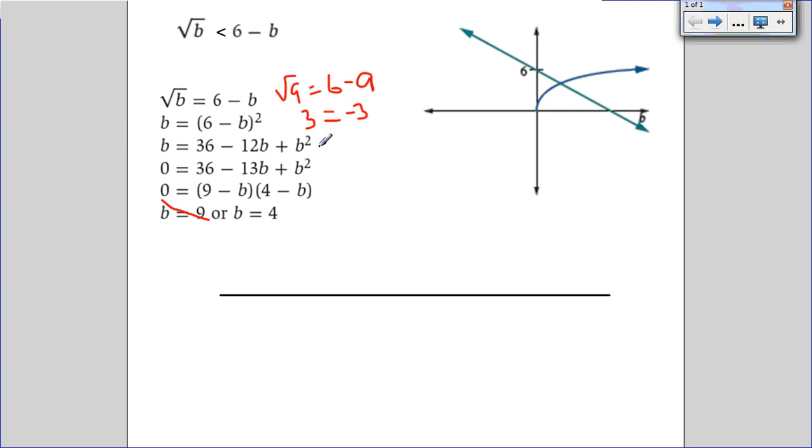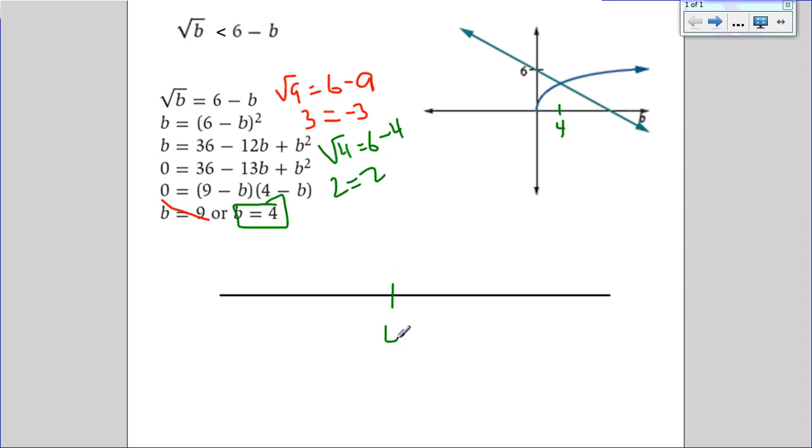you can see if I do the square root of 4 equals 6 minus 4. Oh, 2 does equal 2. So this is the actual true intersection of that. So this little intersection, this x value right there, is 4. And that still goes on my number line.